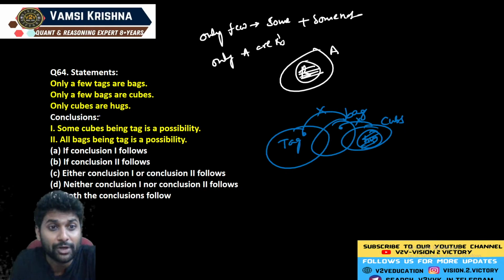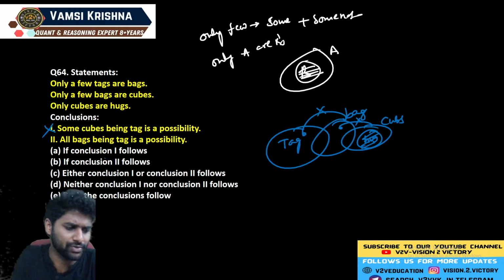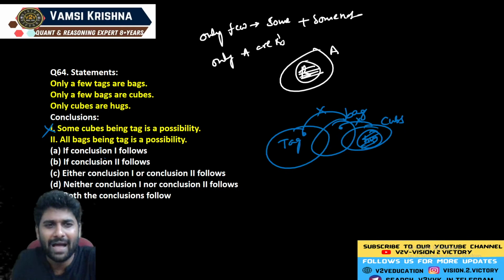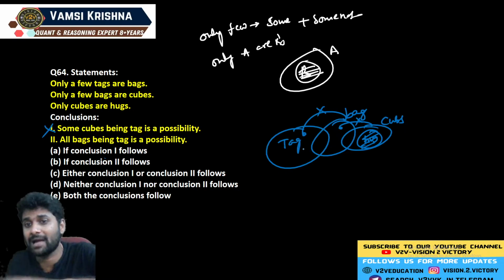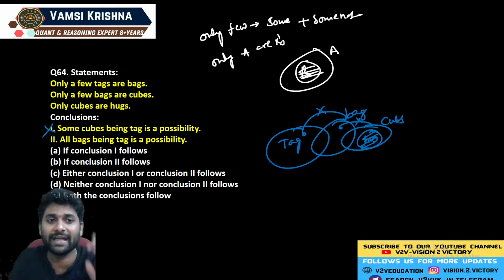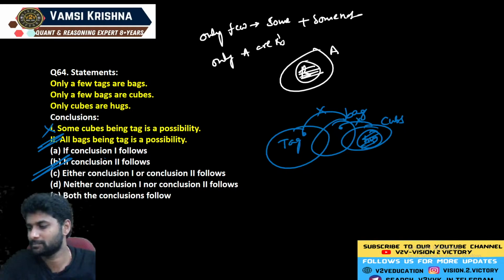Now, some cubes are not cups, they are cubes. Some cubes being tag is a possibility? Not at all possible, guys. You can't assume that region into any other region. All bags being tag is a possibility. All tags we can't place in bag, but I can place all bags into the tag. So it is a possibility. So the answer: conclusion 2 is valid.